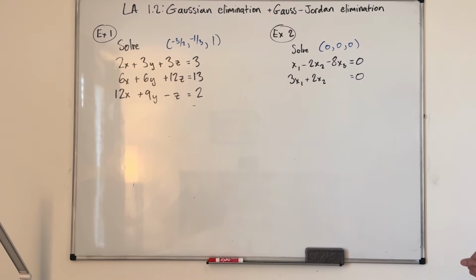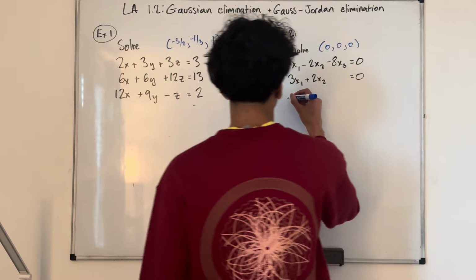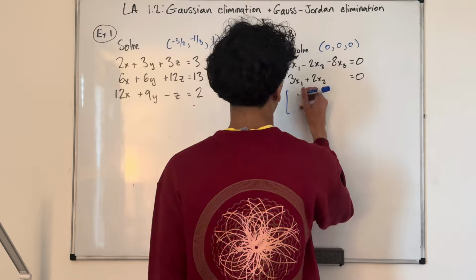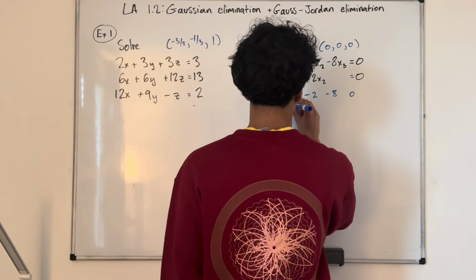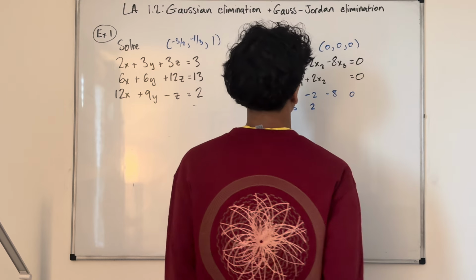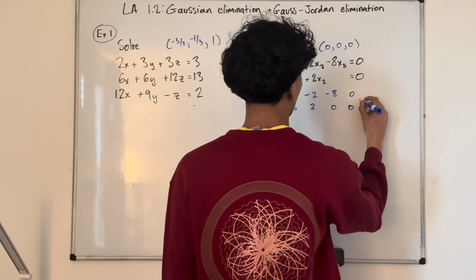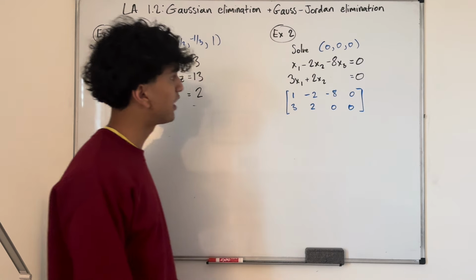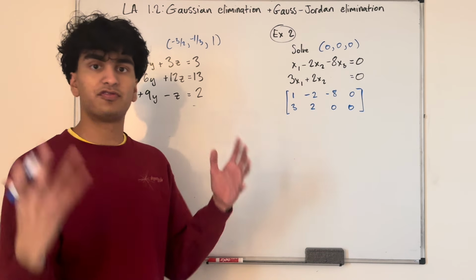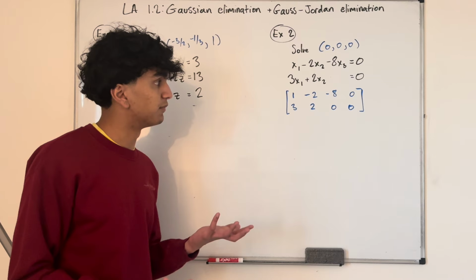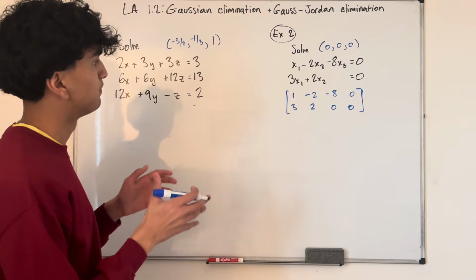Let's just make this into a matrix. So we should get 1, negative 2, negative 8, 0, 3, 2, 0, 0. What you notice is you have fewer equations than variables. That means we should really be having an infinite number of solutions, right?